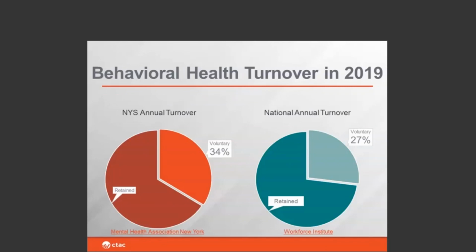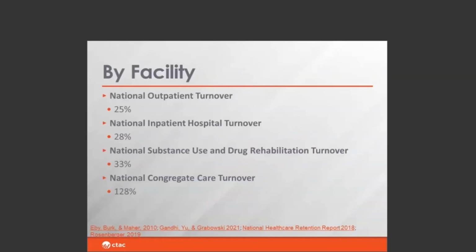These numbers can help you assess where your own organization fits among national and New York State averages, and to further compare, the overall turnover rate, meaning all types of workforces, not just healthcare or behavioral health, is around 15 or 16% in the United States. But we also know that these numbers vary by the type of behavioral health care facility. So here we see national outpatient turnover is about 25%, national inpatient hospital turnover around 28%, national substance use drug rehabilitation turnover at 33%, and then we have this quite large number of national congregate care turnover at about 128%.